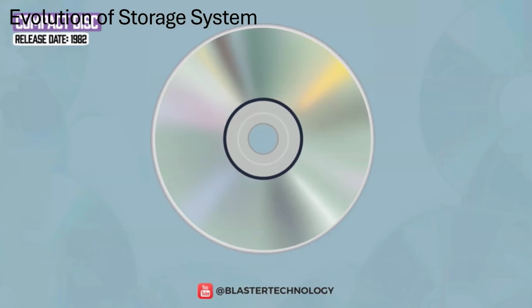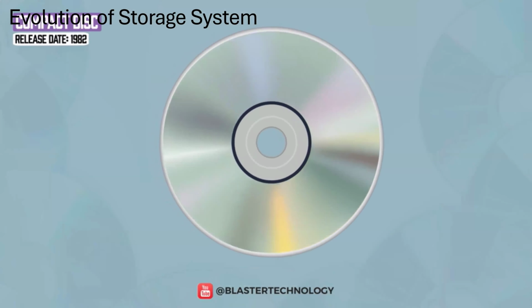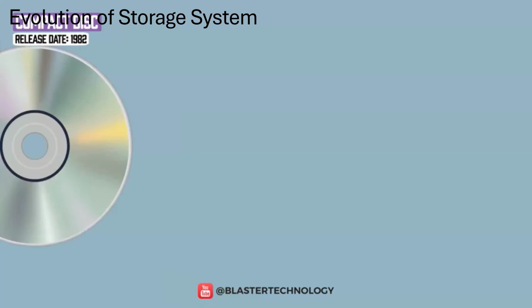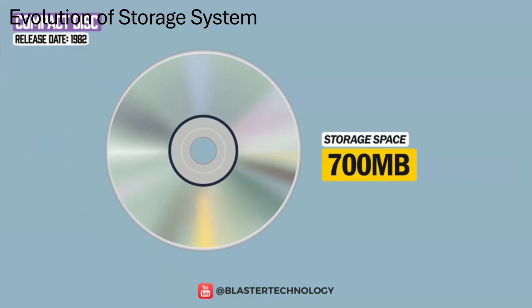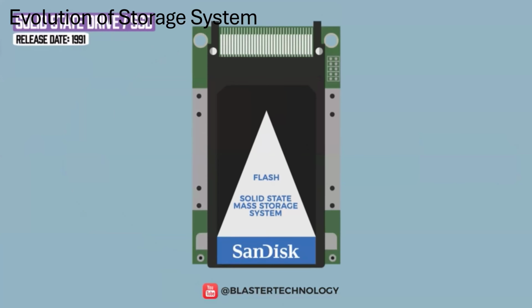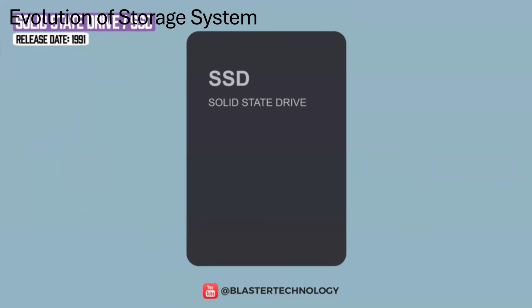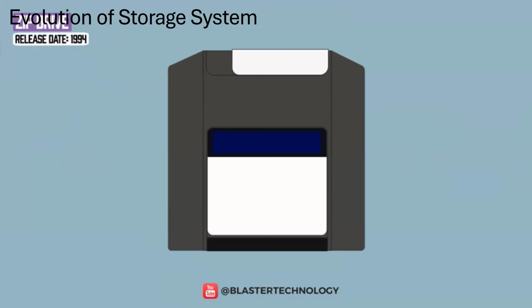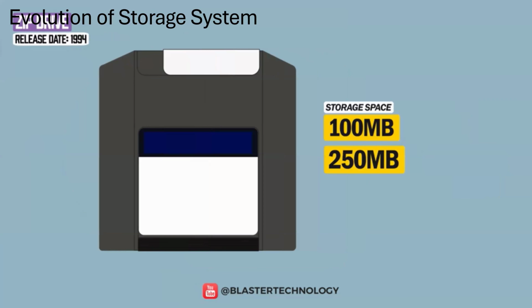In 1982, Sony and Philips released the compact disc to store information in digital format, especially audio recordings. The CD storage capacity was 700 megabytes. In 1991, SanDisk released the first commercial SSD with a storage capacity of 20 megabytes. The largest SSD is currently 100 terabytes and costs over $40,000. In 1994, iOmega introduced Zip Drive with a capacity of 100 megabytes, then 250 megabytes, and 750 megabytes.